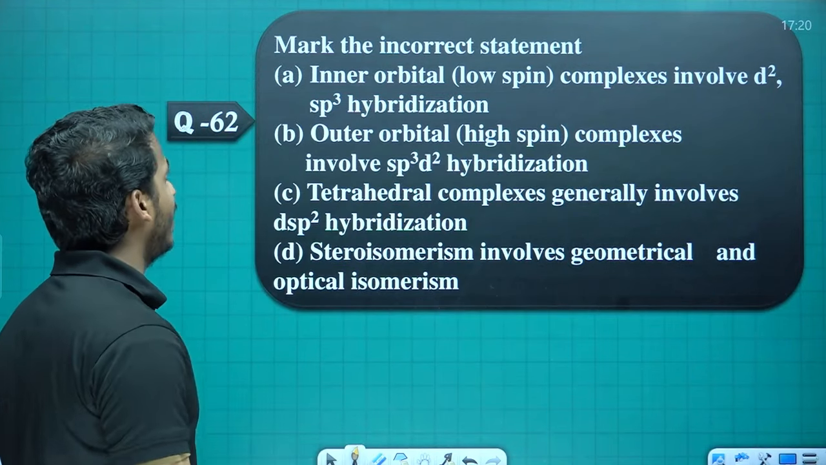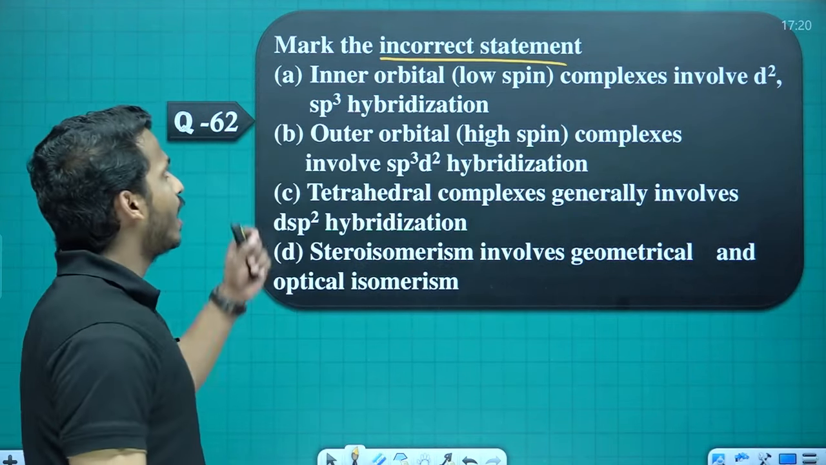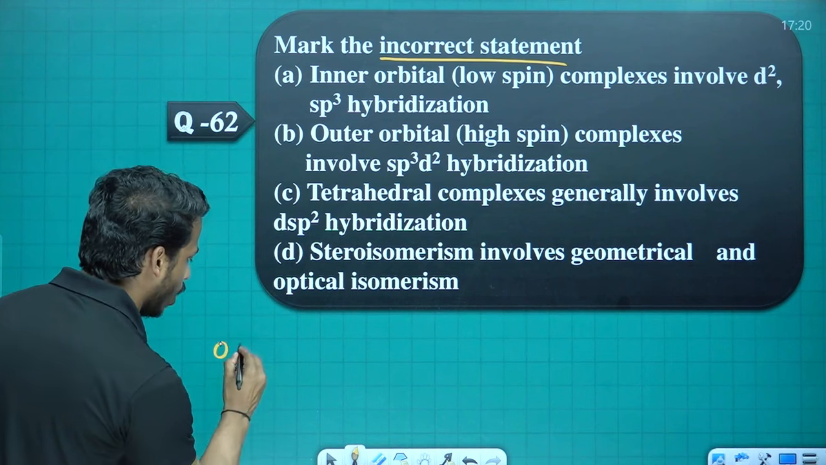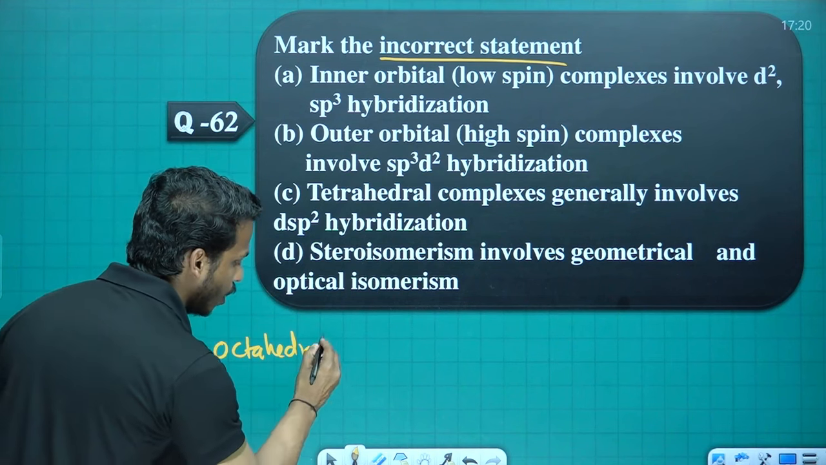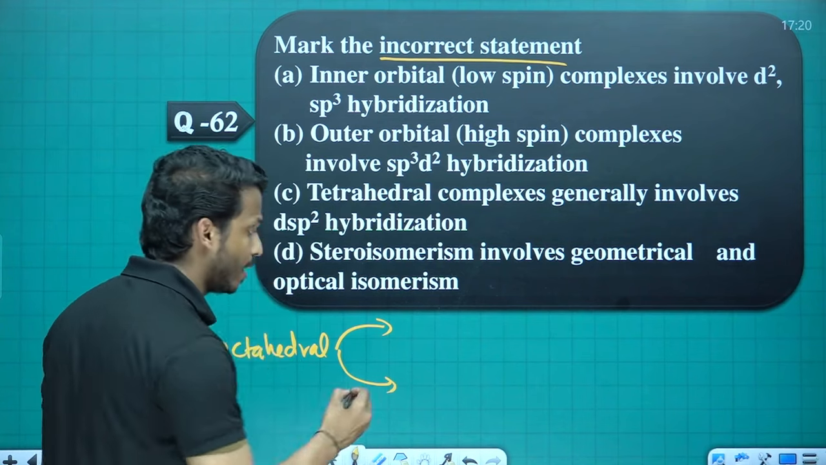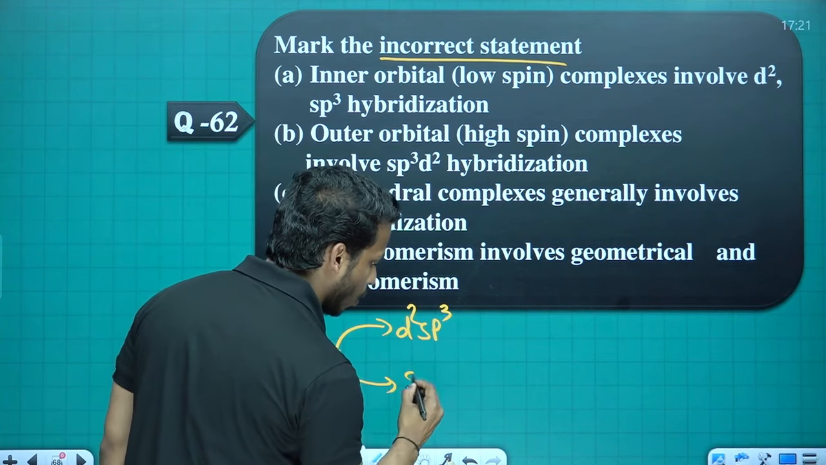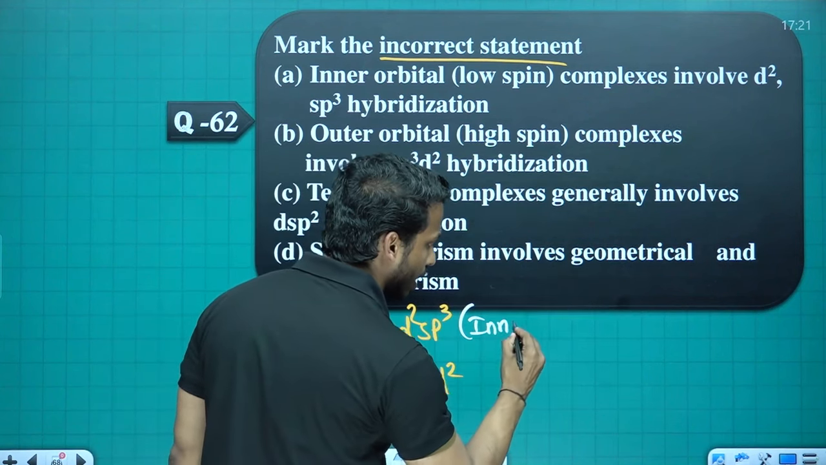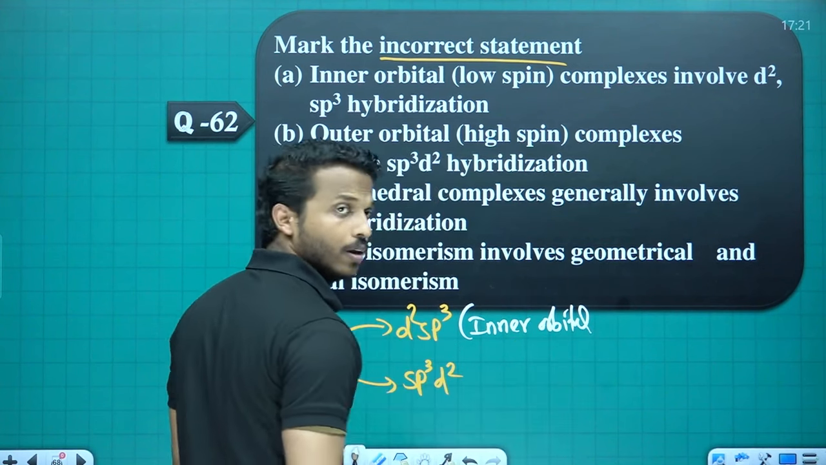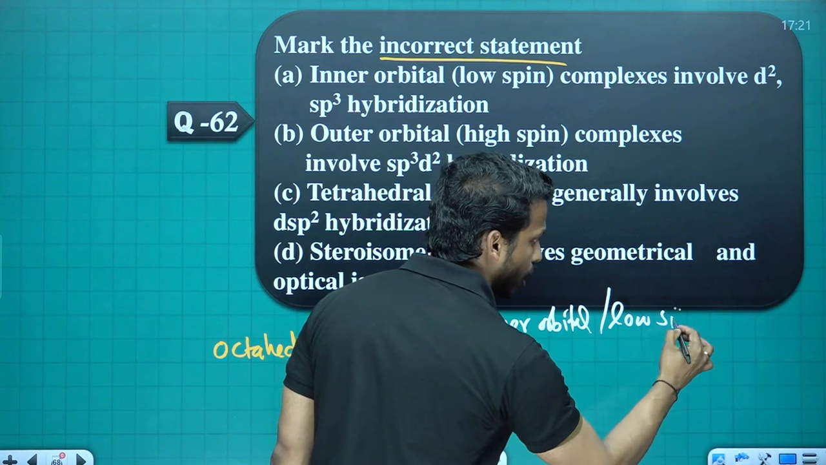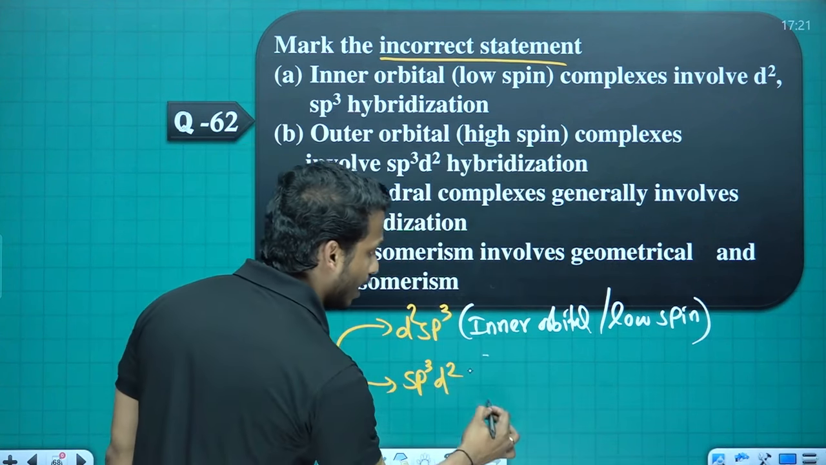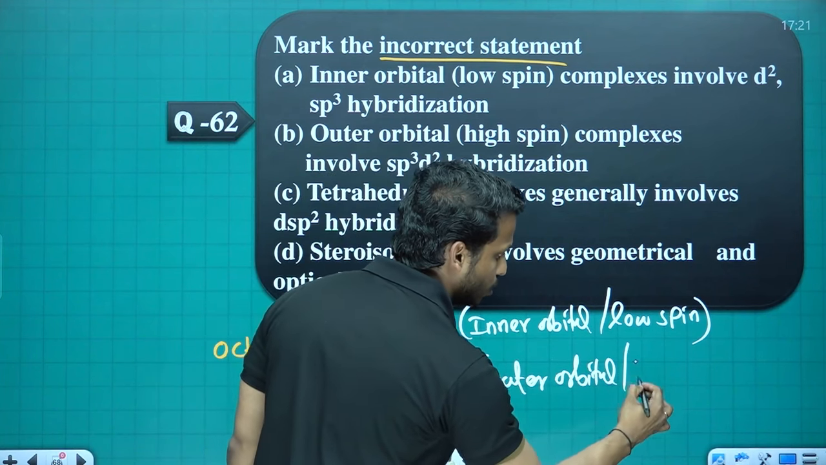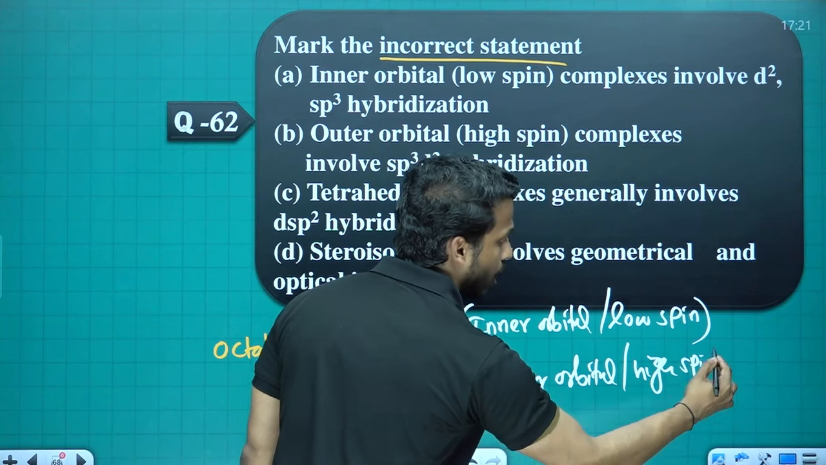Next one, mark the incorrect statement. Inner orbital low spin complexes involve d2sp3. What all cases did we study in octahedral complexes? We studied octahedral complexes can have hybridization d2sp3 or sp3d2. If it is d2sp3, they are called inner orbital complexes. Inner orbital complexes are also called low spin complexes. sp3d2 means they used outer d orbitals, therefore they are called outer orbital complexes or high spin complexes.